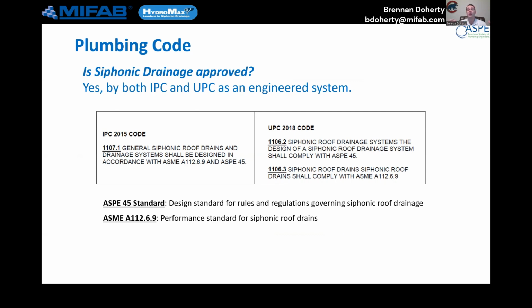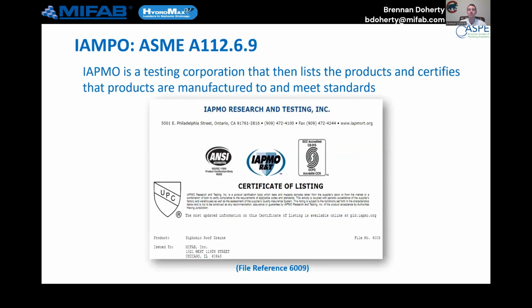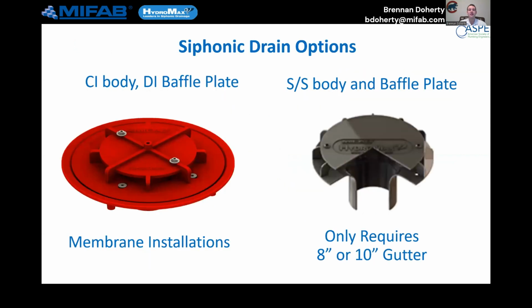ASPE 45 we will break apart today. ASME A112.6.9 is just a performance standard. It's making sure you don't put a random piece of metal on the roof. It does have to meet certain requirements.